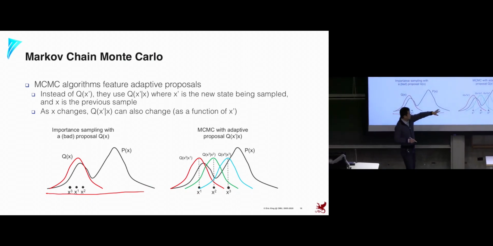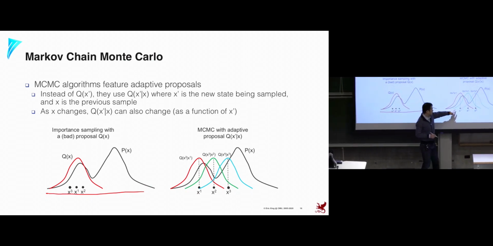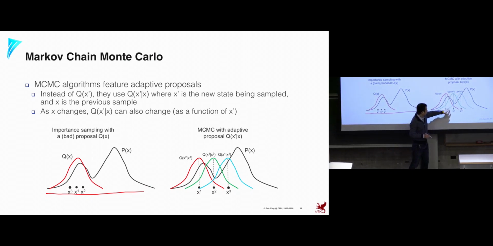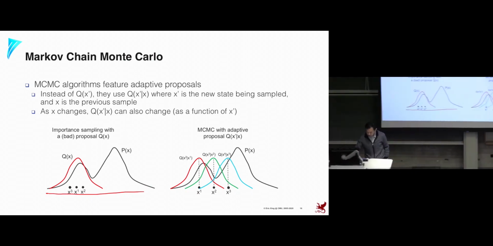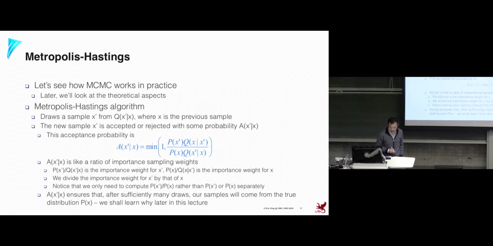MCMC is more adaptive. Even if you get a sample in here, which still has some value in the P, you are able to move the Q a little bit so that its tail started to cover this part. And then you can hopefully move in the right direction more quickly. So let's see how to realize this idea more formally.